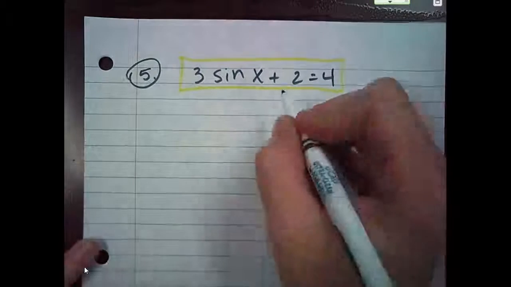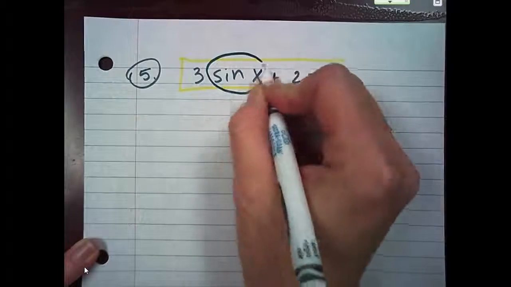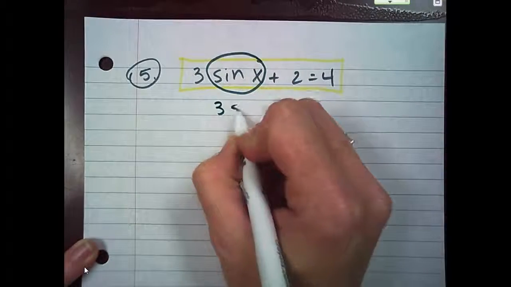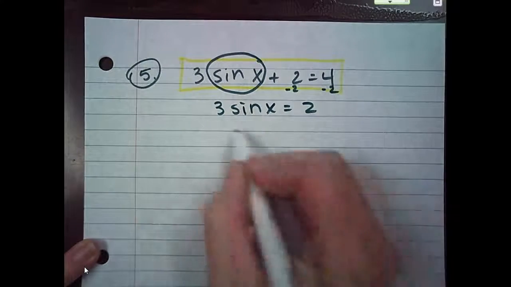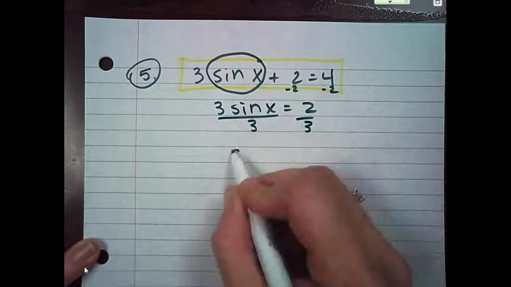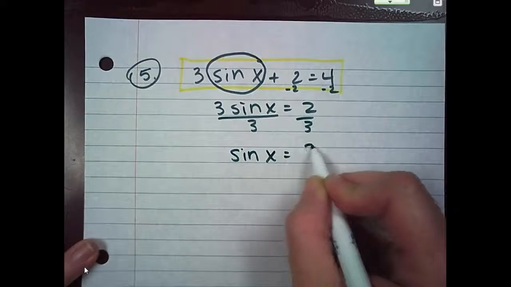Move the 2 over. You wanted to get this alone, so move the 2 over first. So you'll have 3 sine of x equals 2. You do minus 2 on both sides, then divide everything by 3. So now you're at sine of x equaling 2/3.